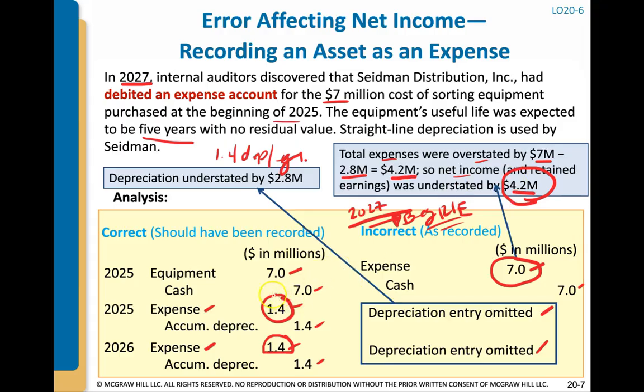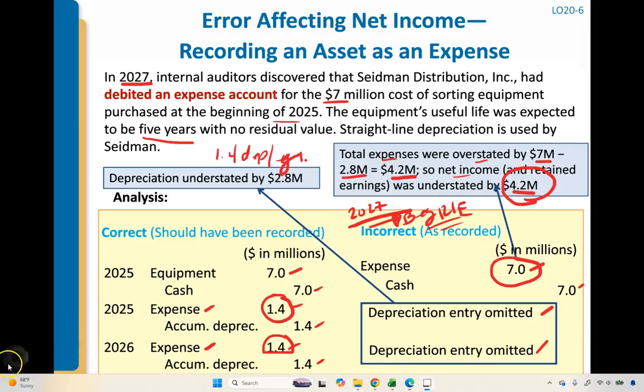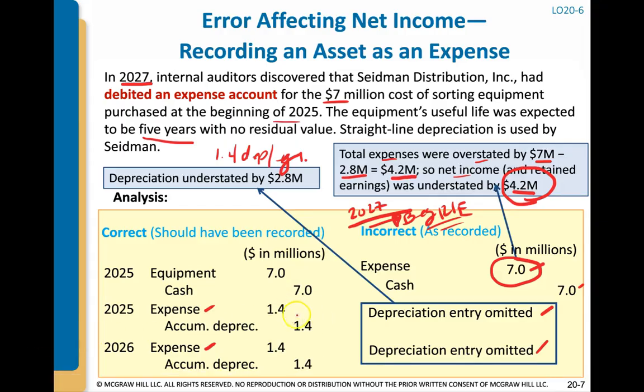We're also missing this accumulated depreciation in our books, right? It's the $1.4 million credit here and $1.4 million credit in 2026. So we're missing $2.8 million of credit to accumulated depreciation. And what we don't have is this journal entry either. We never capitalized that equipment because we expensed it. So we must capitalize our equipment.